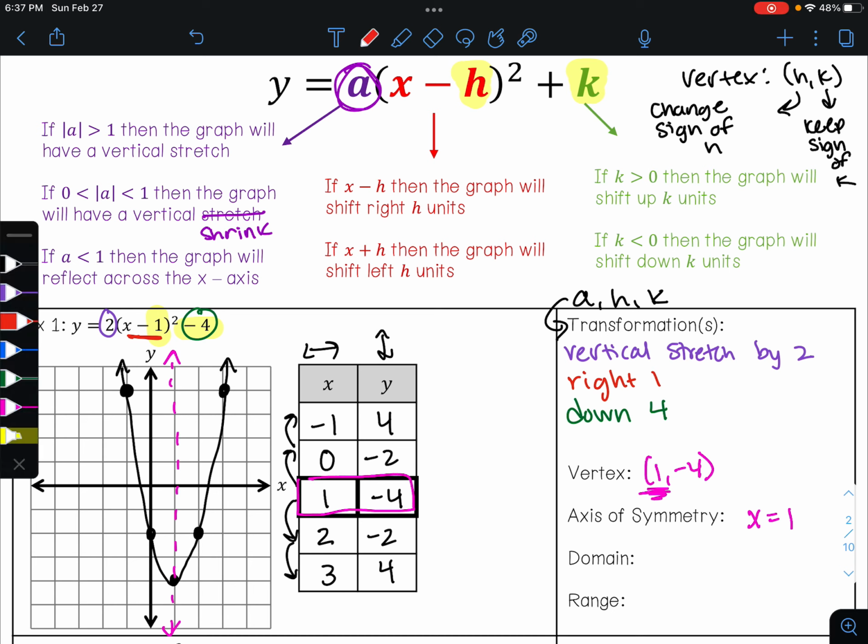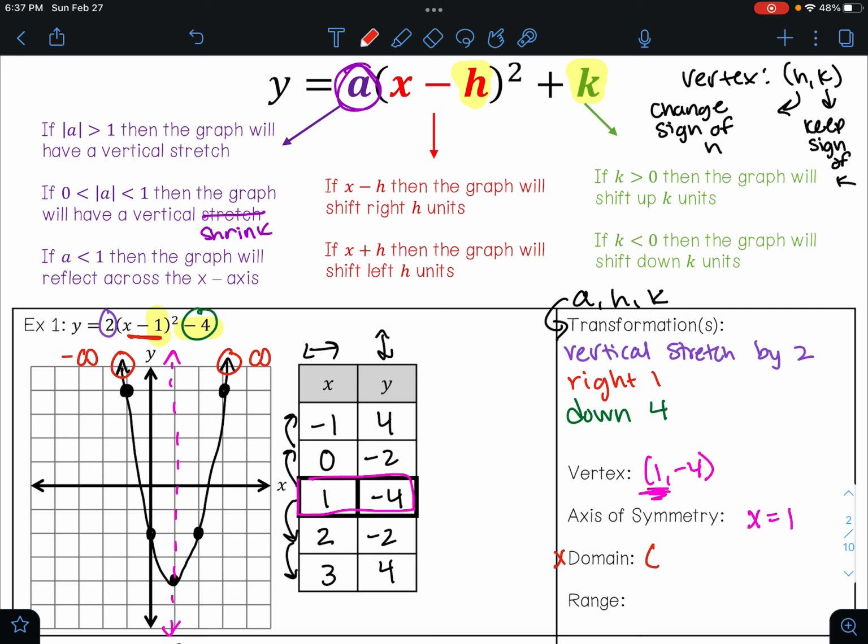Remember, it's always x equals the x coordinate from your vertex. Your domain are your x values from left to right. Our graph is going to the left forever, so that's going to -infinity. Our graph is going to the right forever, so that's going to +infinity. So our domain from left to right is from -infinity to +infinity.